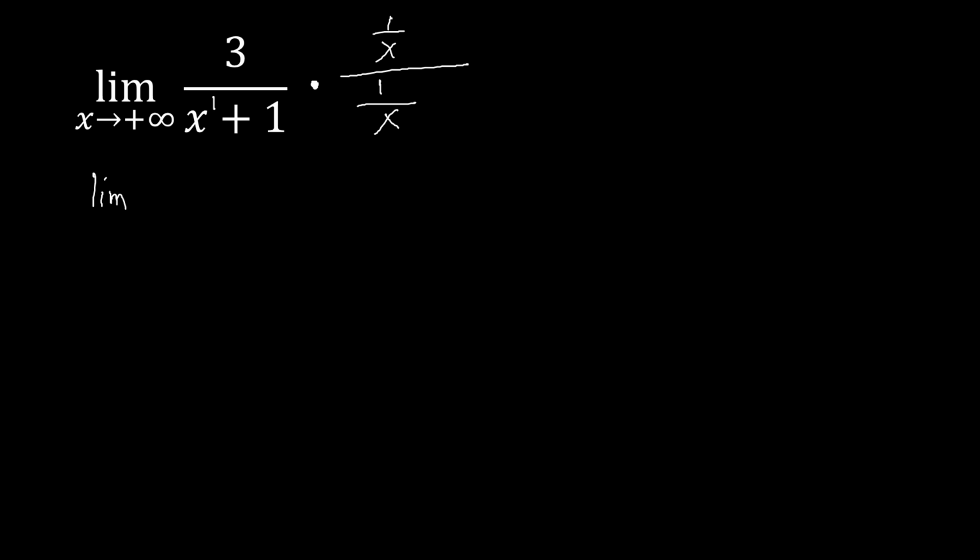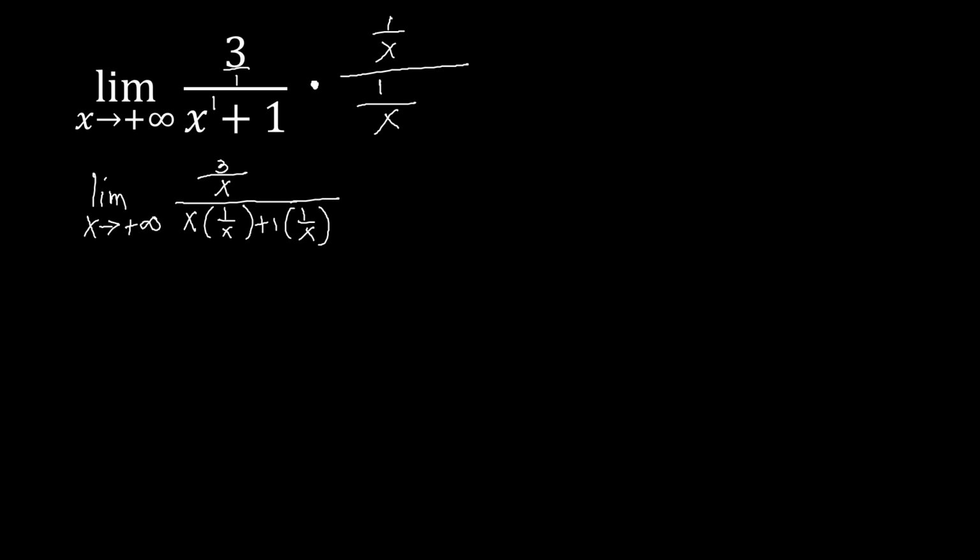This is now the limit of 3 times 1 over x. This is similar to 3 over 1, so 3 times 1, that will be a 3. 1 times x, that's an x, over x plus 1 times 1 over x. This is similar to x times 1 over x plus 1 times 1 over x. So we're just distributing 1 over x to our terms x plus 1 as x approaches positive infinity.